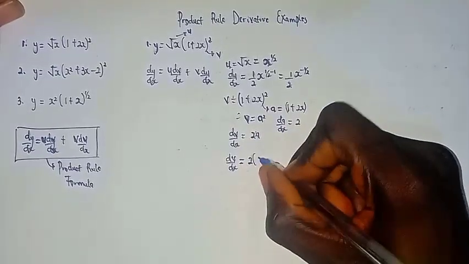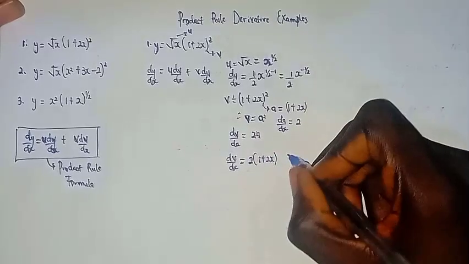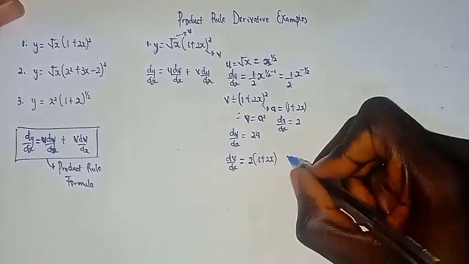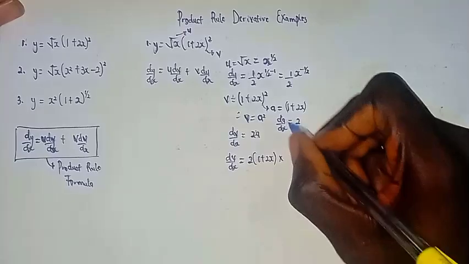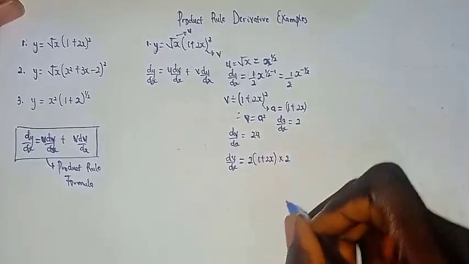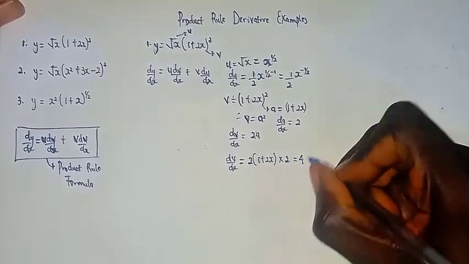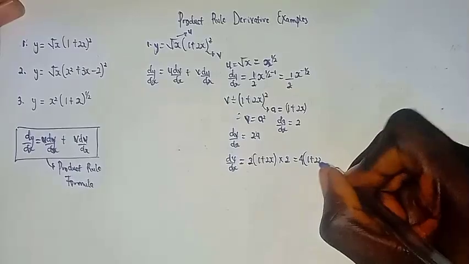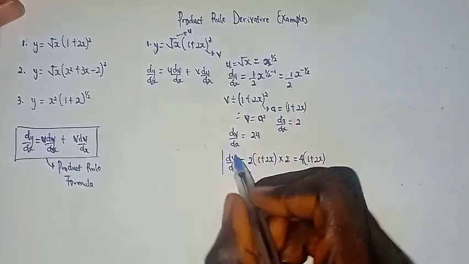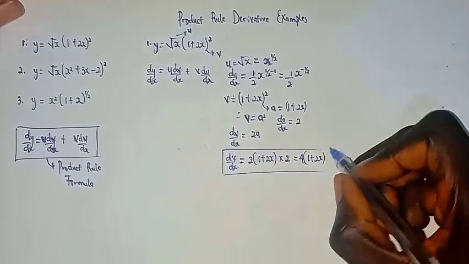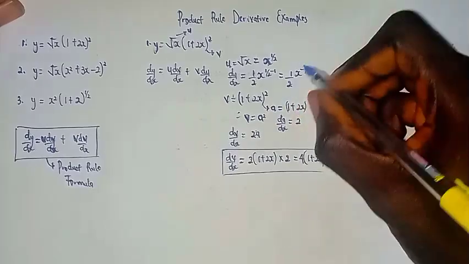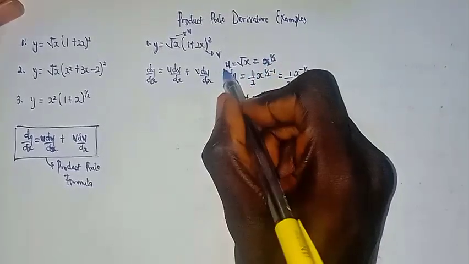now a is 1 plus 2x, right, times da over dx, which is 2. So this becomes 4 times (1 plus 2x). So this is our dv over dx, and then this is our du over dx.